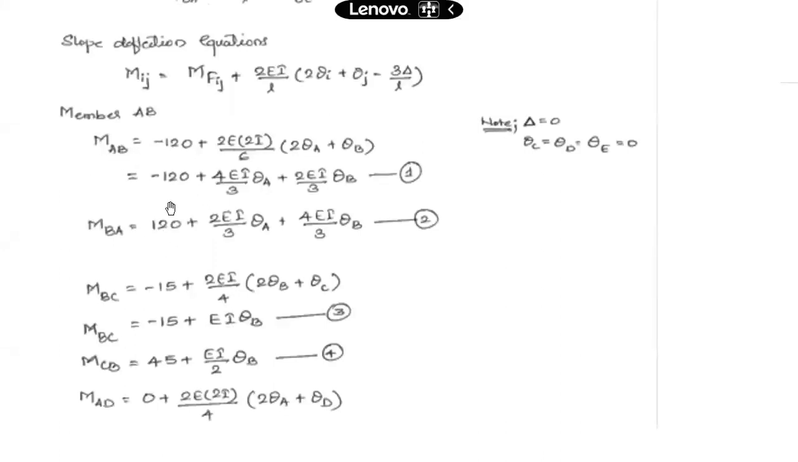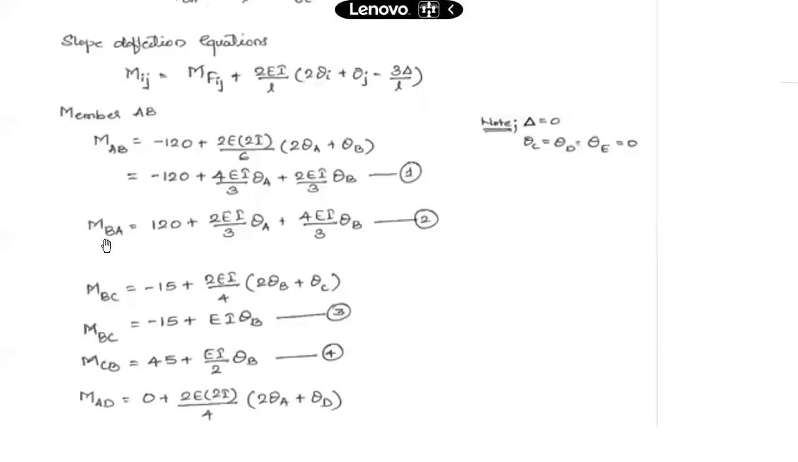So here it is given. On simplification, MAB is minus 120 plus 4EI by 3 into theta A plus 2EI by 3 into theta B. I've used this equation, substituted for the MFAB, span of AB, and I of AB, 2I. It is 2I here, so the I value varies for the members. So here we have the first slope deflection equation, for member AB at joint A.